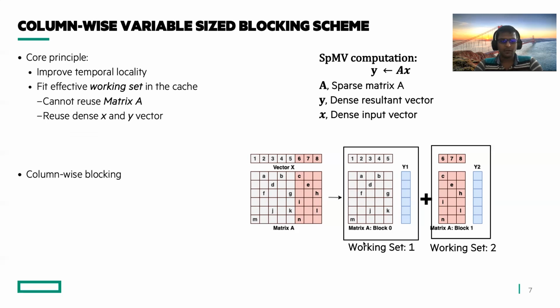A working set consists of three elements: one, all the non-zero elements from the matrix, and the corresponding elements from the dense vector X, and all the elements from the dense vector Y. So we can see that with the proposed column-wise blocking, all elements in X have the maximum reusability opportunity.